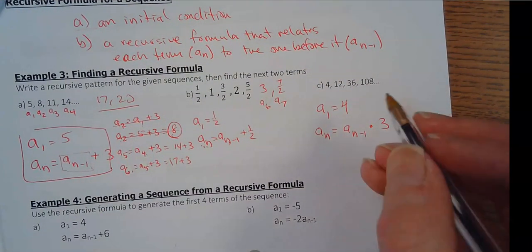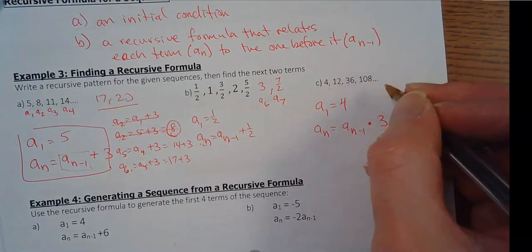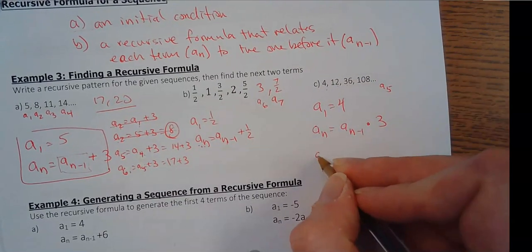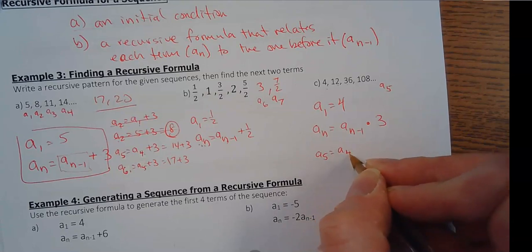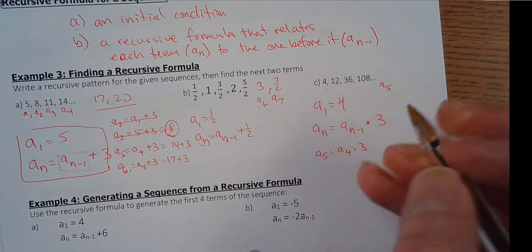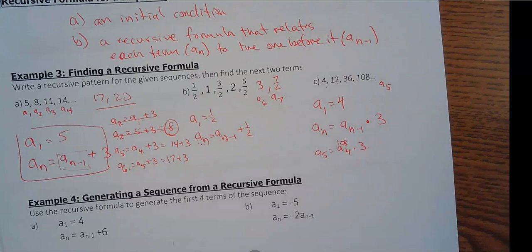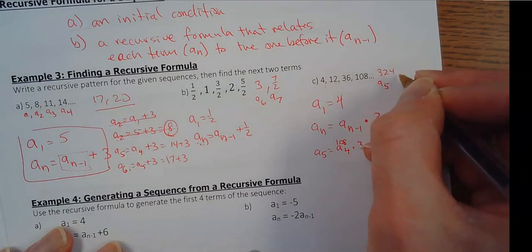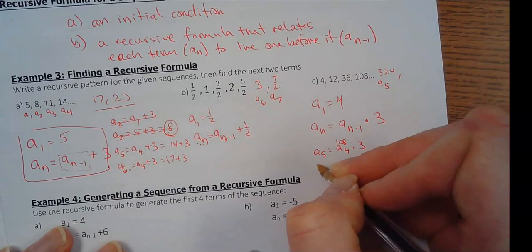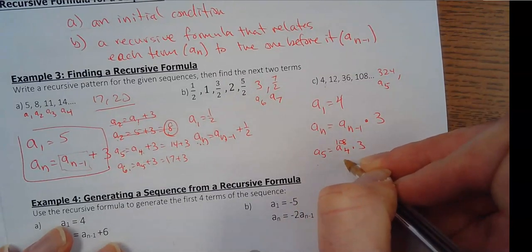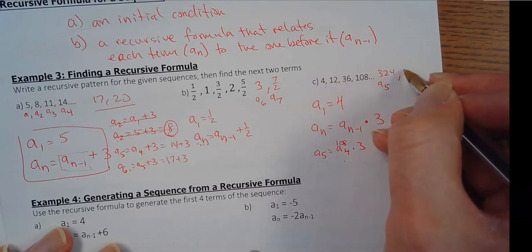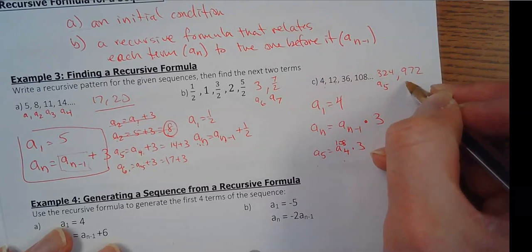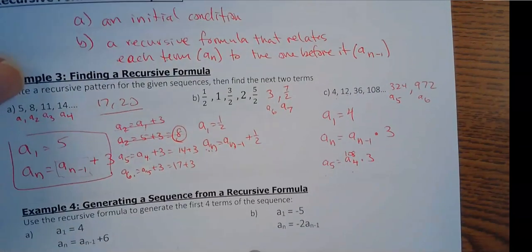So if I want to find, this is 1, 2, 3, 4. If I want to find a sub 5, it equals a sub 4 times 3. A sub 4 was 108. So 108 times 3 would be 324. And then if I want to find a sub 6, take a sub 5 times 3. So 324 times 3 is 972. And that's going up pretty fast. Those are the next two.